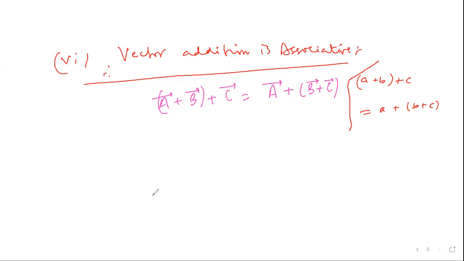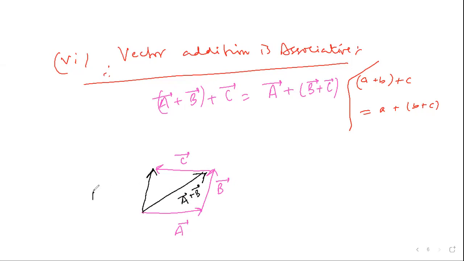First I find left hand side. So this is my A, let this be my B, and let this be my C, right? So I have three vectors. First I find left hand side. So according to triangle law, this vector is my A plus B. Then I have to add that to C. So tail of C is on the tip of A plus B. So this vector is A plus B plus C.